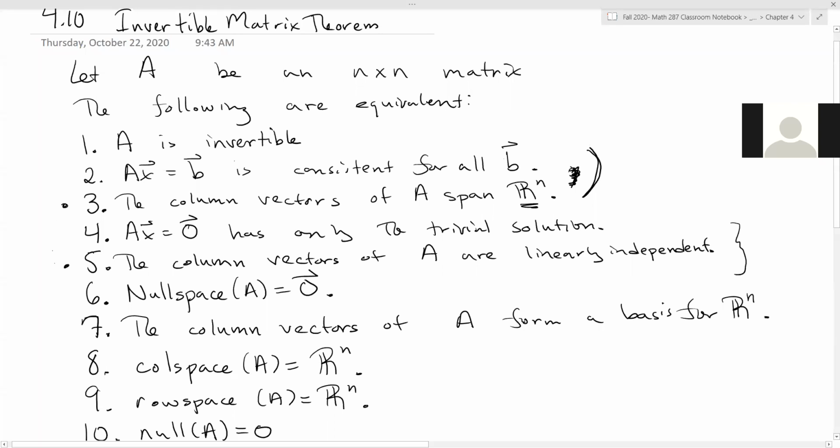If we take now 3 and 5, those two statements are going to be necessary for 7. So we got 3 and 5, give me 7. So if the column vectors of A span Rn, and the column vectors of A are linearly independent, then they're going to form a basis for Rn. So that's one way for us to actually show that what we're doing is forming a basis.